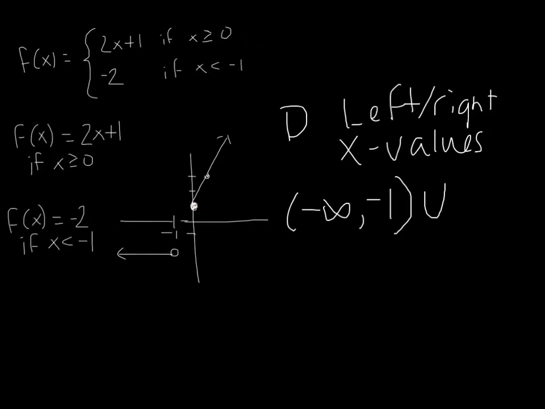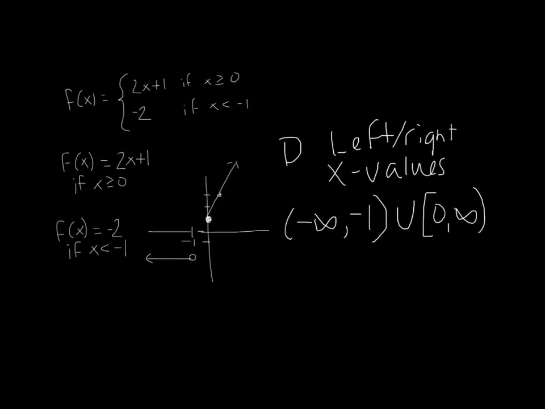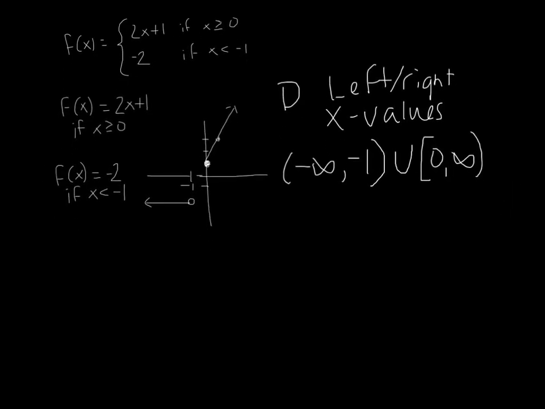So we're going to put bracket, 0. And then this arrow tells us the graph goes all the way over to the right, which will be infinity. And you always use parentheses on infinities. Okay, now let's do the range.